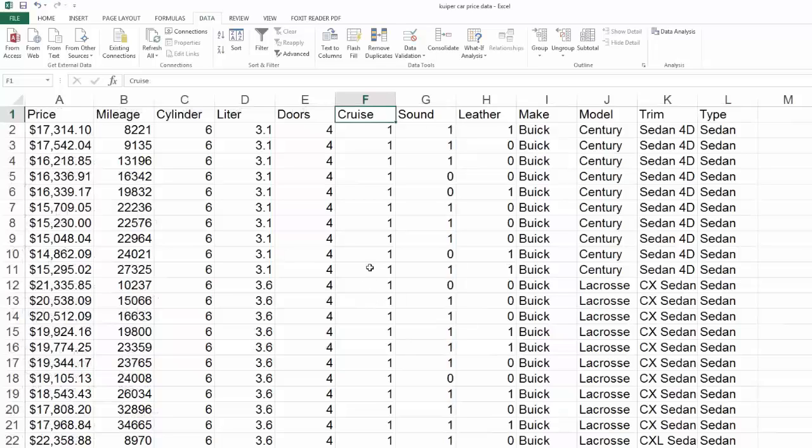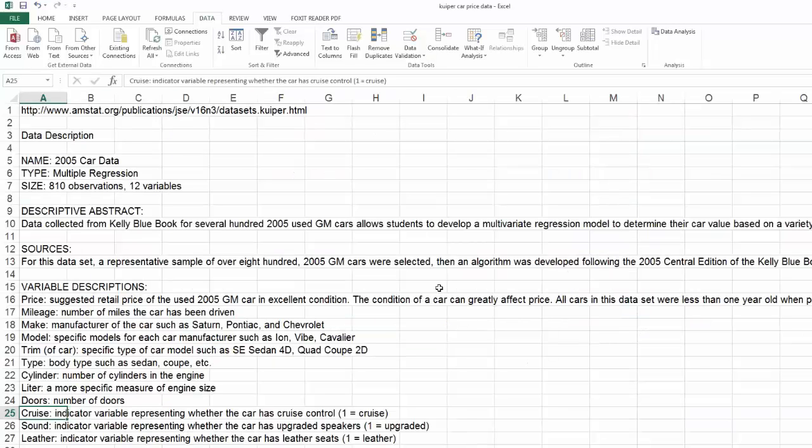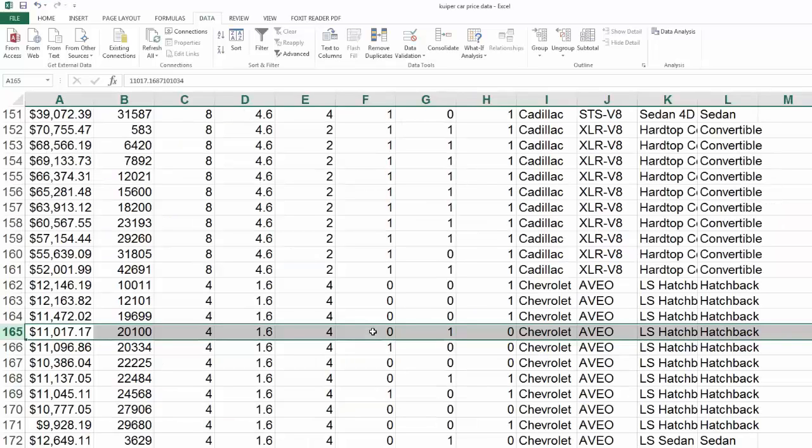Let's do these 2 Chevy Aveos. This Chevy Aveo doesn't have cruise control because it has a 0 here. And again, the notes say that if it does have cruise, then it's going to give that variable a value of 1. So this one does not have it. It has a value of 0 in that cruise column. So this Chevy Aveo does not have cruise control, but this one does.